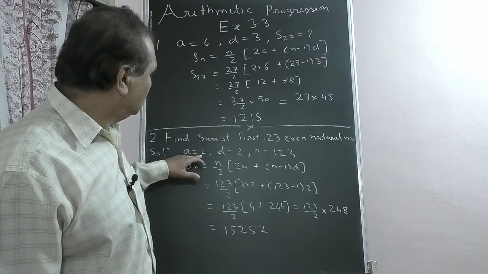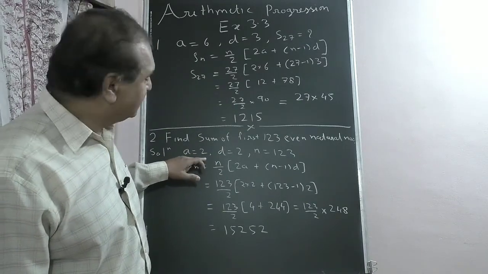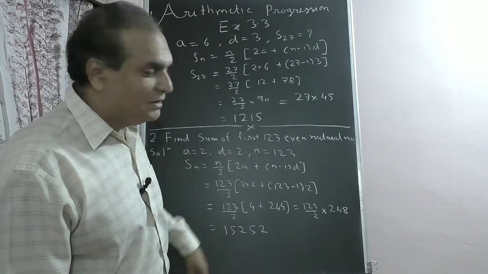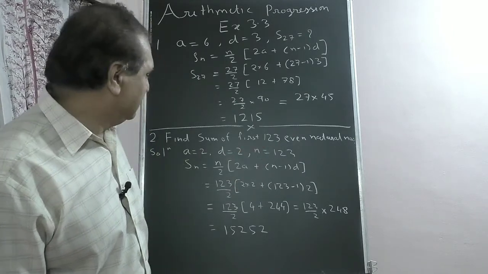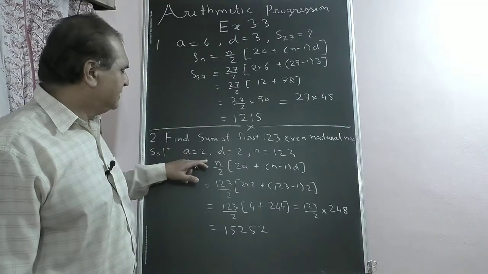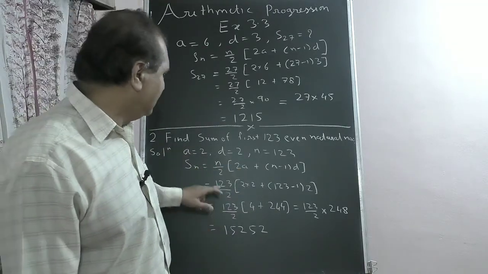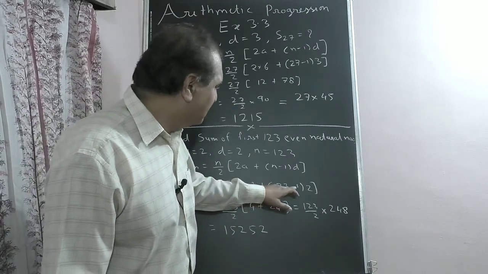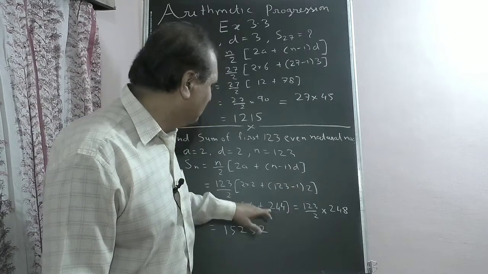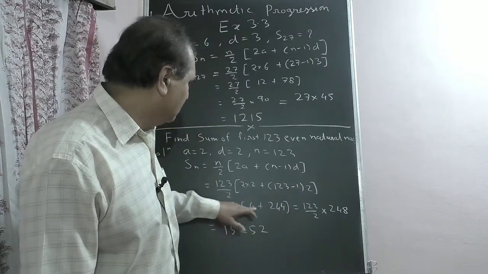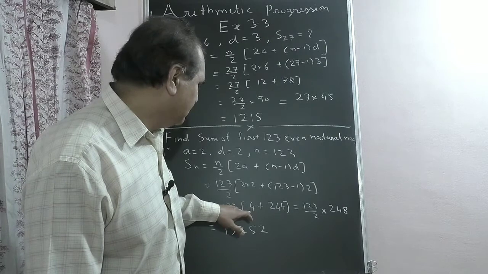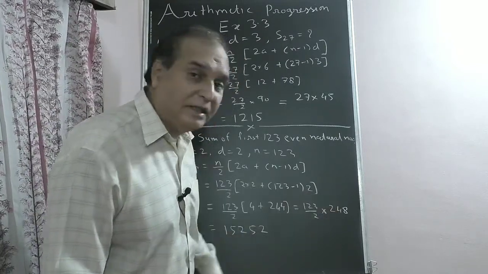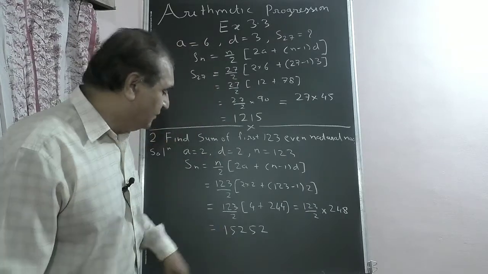So A is 2, right? 2, that is the first term. D is also 2, the difference is also 2. And n is 123. Getting it? Same formula we can use. Sn is n by 2, 2a plus n minus 1 d. 123 upon 2 in bracket 2 into 2 plus 123 minus 1, that is 122 into 2, 244, plus 4, 248. Okay? What 2 ones are? 248, 124. 123 into 124, that gives you 15252.